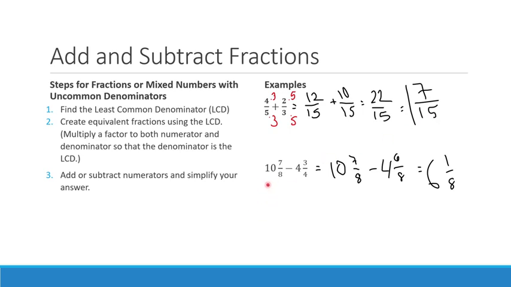In this example, we have two mixed numbers, 10 and 7/8 minus 4 and 3/4. 4 will go into 8, so I really just need to change this mixed number. 4 times 2 will give me 8, therefore 3 times 2 will give me 6. So 10 and 7/8 minus 4 and 6/8 will give me 6 and 1/8.